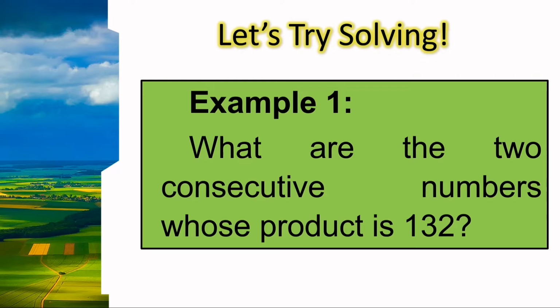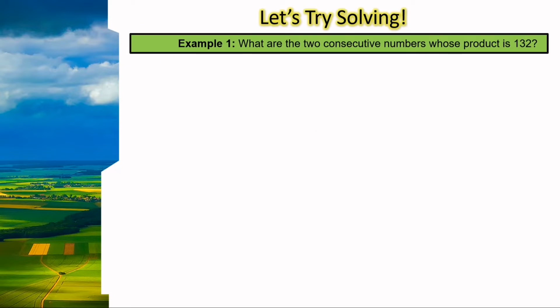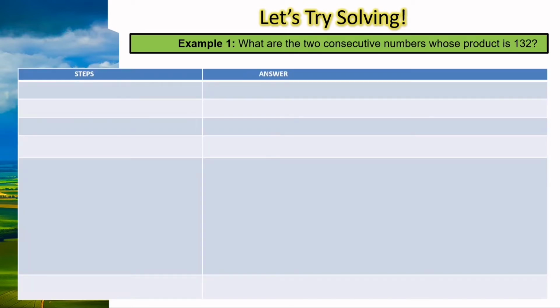Okay, read it on your own. So let us now solve the problem. Let's follow the steps that I have told you. First step, state the given facts. So what are the facts given in the problem? Very good. So you have two consecutive numbers whose product is 132. Mayroon kang dalawang magkasunod na numbers na kung saan kapag minultiply mo ang dalawa, ito ay magre-resulta sa 132.